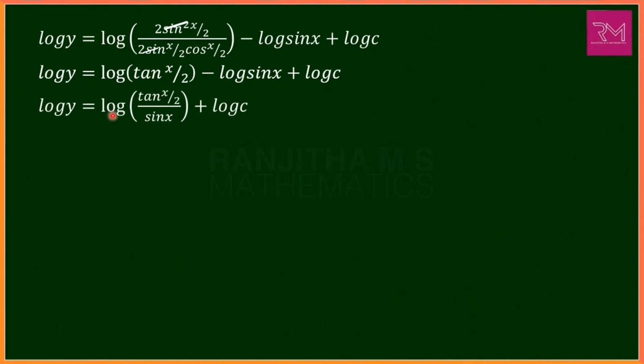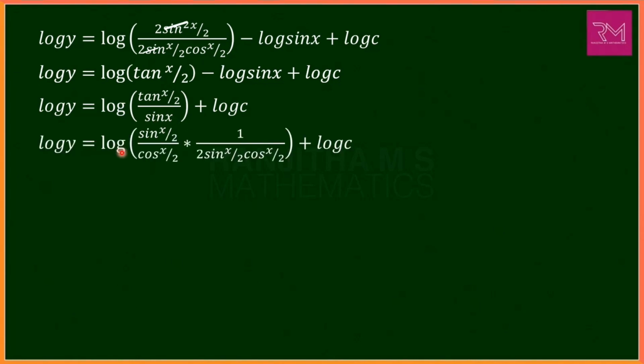Next step, log y is equal to, take these two values, we get log m minus log n. We know that log m minus log n is log of m by n. So we can take it as log of tan x by 2 divided by sin x plus log c as it is. Next step, to make the simplification easy, in the place of tan x by 2 substitute sin x by 2 by cos x by 2 and apply half angle formula for sin x. We get log y, which is equal to log of, in the place of tan x by 2, sin x by 2 divided by cos x by 2.